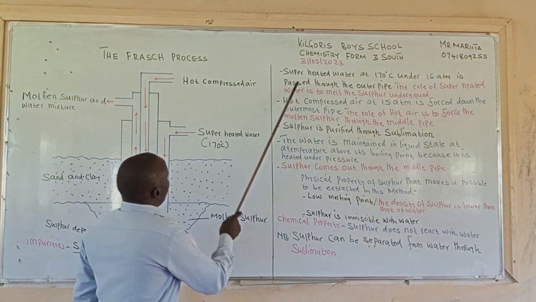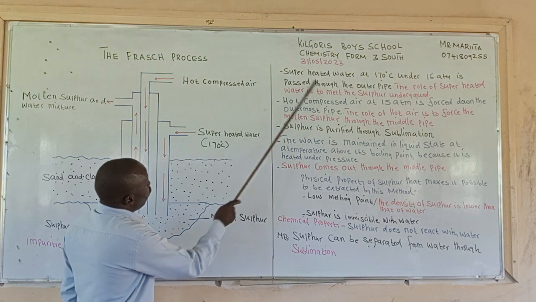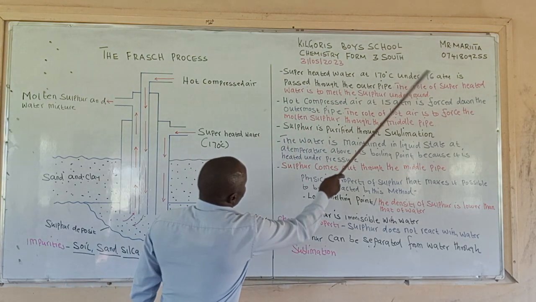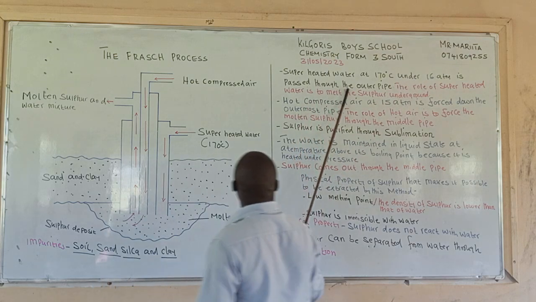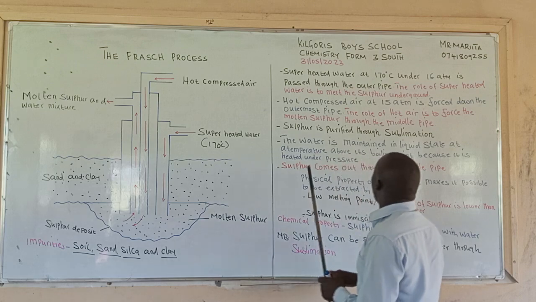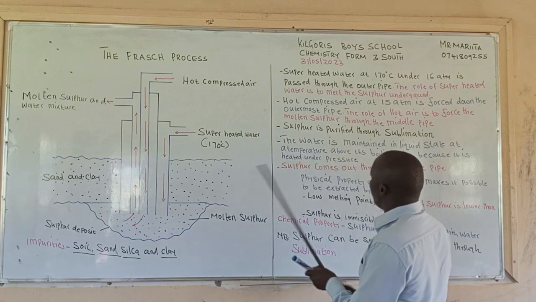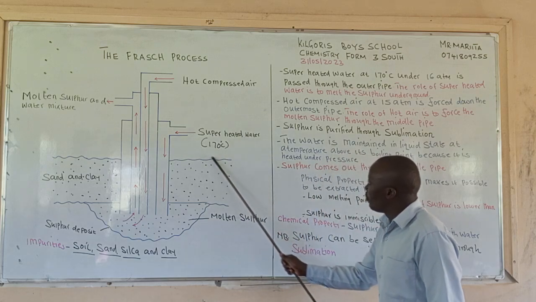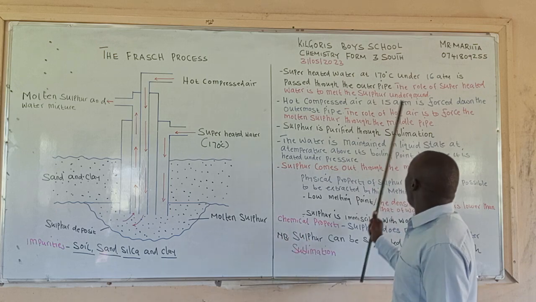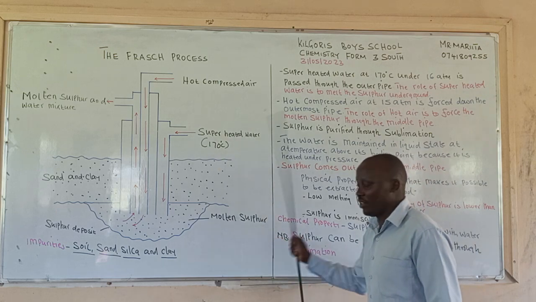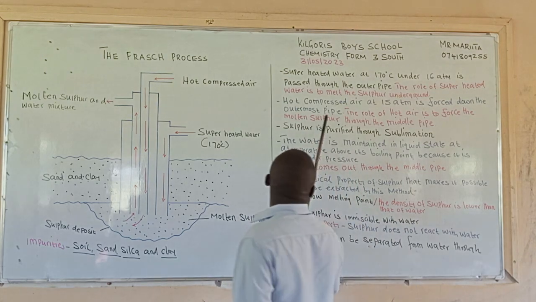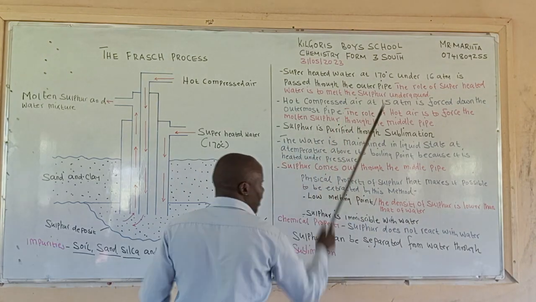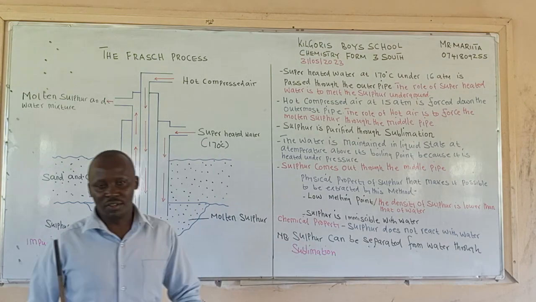Then we have superheated water under 16 atmospheres, which is passed through the outermost pipe. So we have superheated water, heated at a temperature of 170 degrees. And the purpose of this superheated water is to melt the sulfur underground, or to ensure that sulfur remains in a molten state.